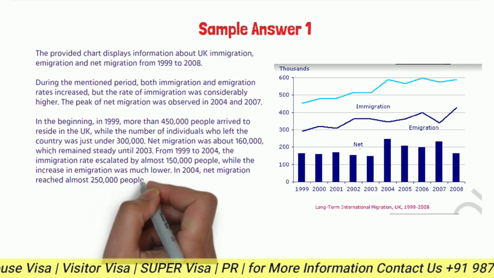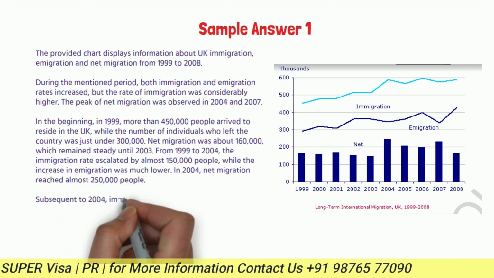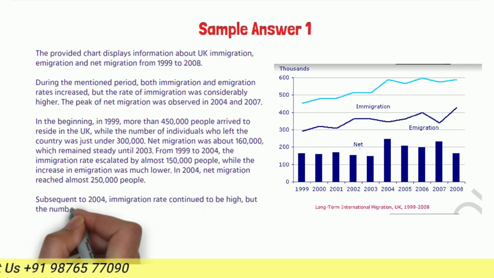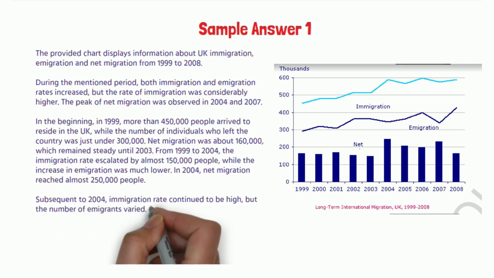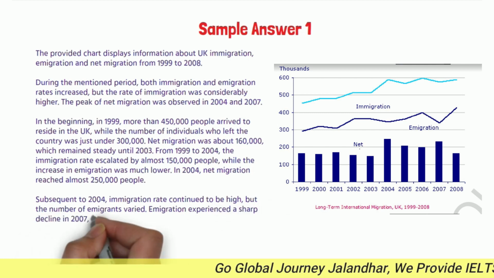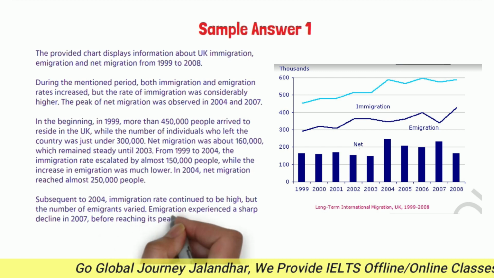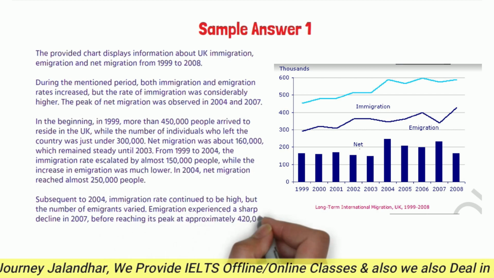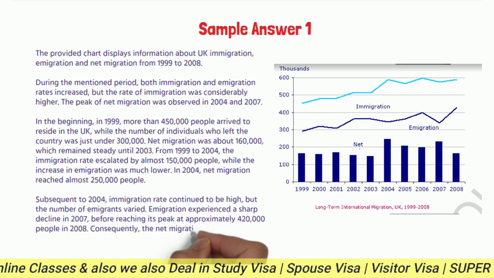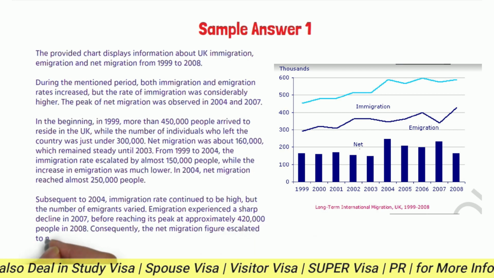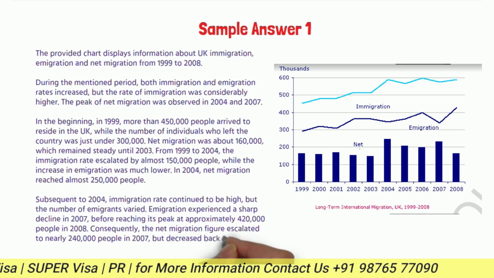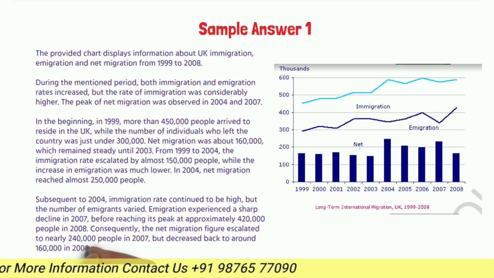Subsequent to 2004, immigration rate continued to be high, but the number of immigrants varied. Emigration experienced a sharp decline in 2007 before reaching its peak at approximately 420,000 people in 2008. Consequently, the net migration figure escalated to nearly 240,000 people in 2007, but decreased back to around 160,000 in 2008. This is the end of sample answer 1.